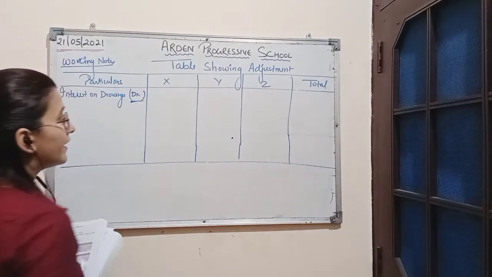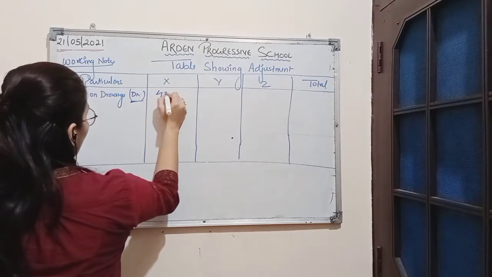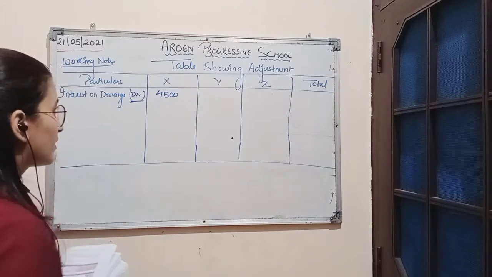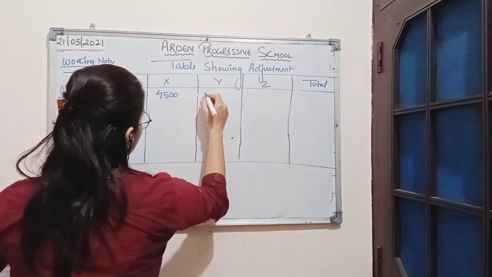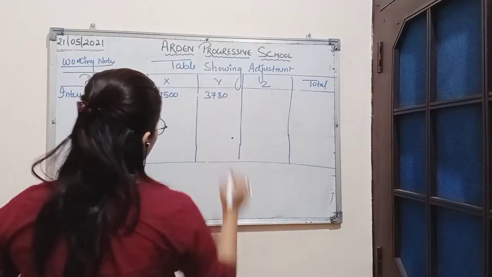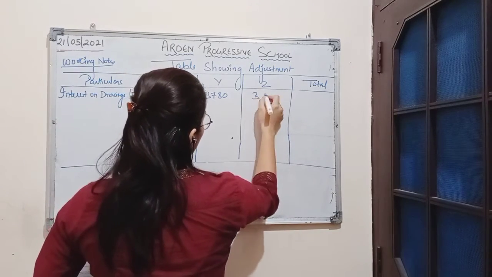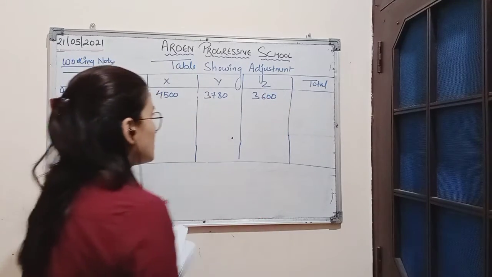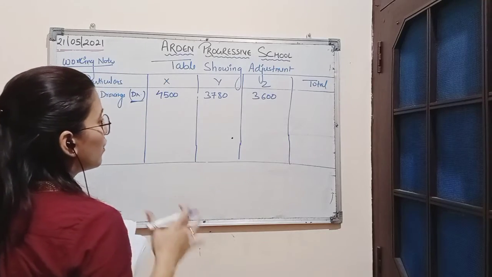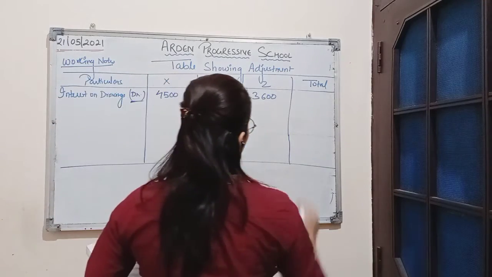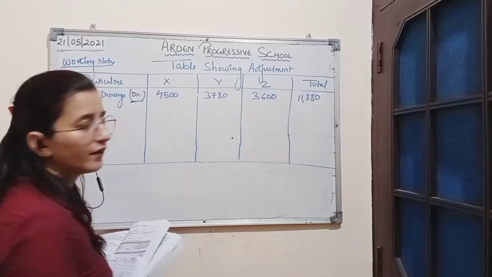Now we have already calculated the interest on drawings to be paid by X, which was rupees 4,500. The interest on drawings to be paid by Y was 3,780, and the amount of interest on drawings to be paid by Z is 3,600. So if we add all the amounts of interest on drawings to be paid by the three partners, the total will be 11,880.